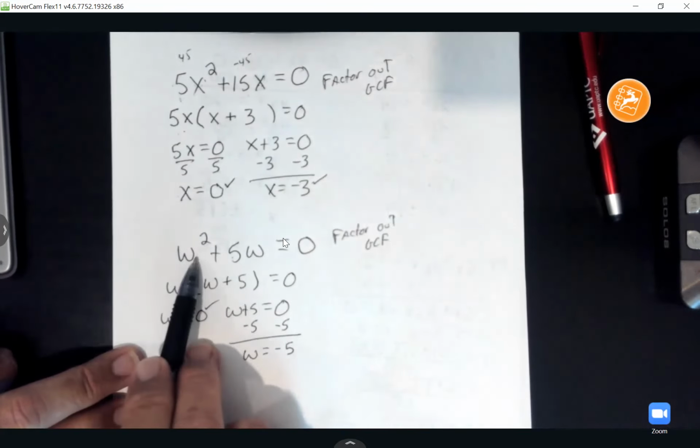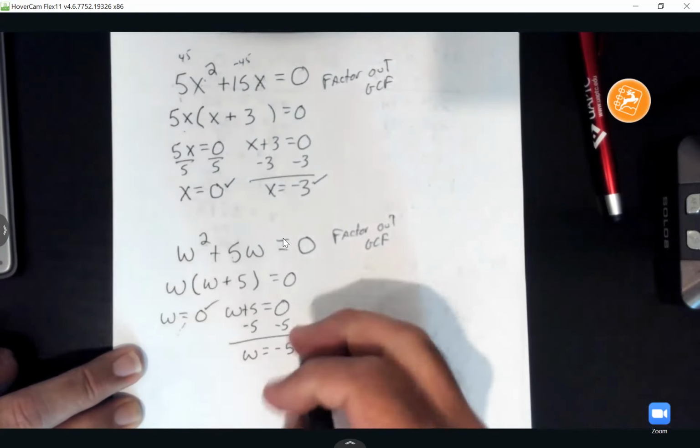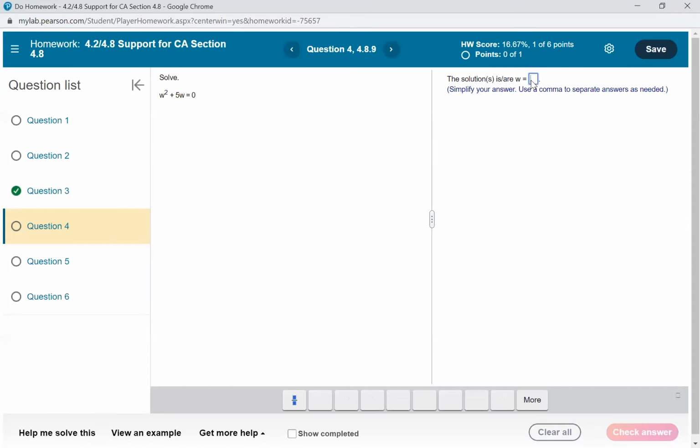So -5 squared is 25. 5 times -5 is a -25. 25, -25 equals 0. So both them answers work. So on that one, you're going to come in, put in your 0, comma, -5.